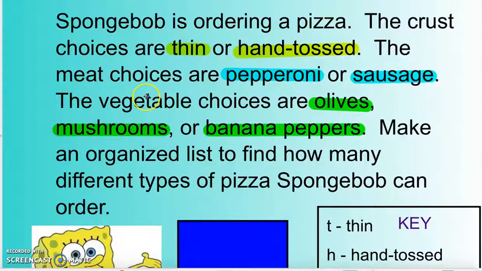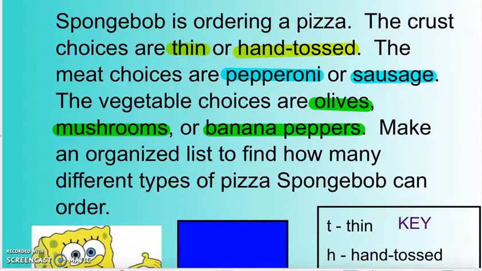And then the last one is a vegetable choice. So we can choose olives, mushrooms, or banana peppers. Now, I know some of you may not like those three choices, but apparently SpongeBob really likes them. So we are going to look at the options that are given to us, and we're going to use them to see how many total options SpongeBob has to order a pizza. How many different ways can he make a pizza?